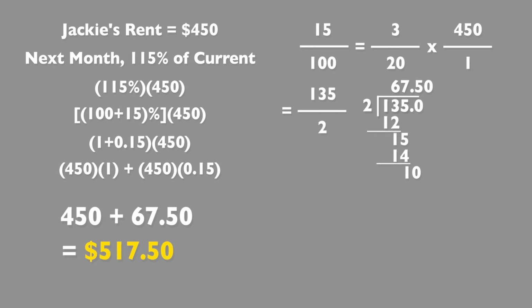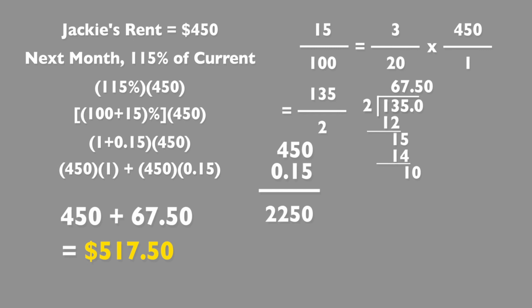So we'll go ahead and do that over here as well. We're looking at 0.15 times 450. So 450 times 0.15. We've got 0 times 5 is 0. 5 times 5 is 25. 5 down, carry your 2. 4 times 5 is 20, plus 2 is 22.